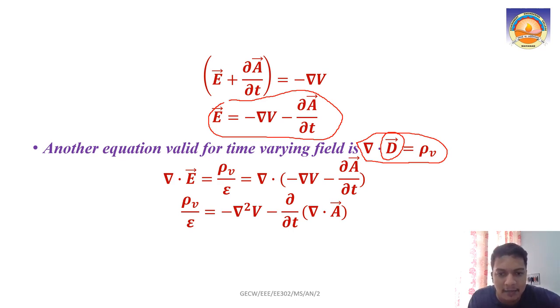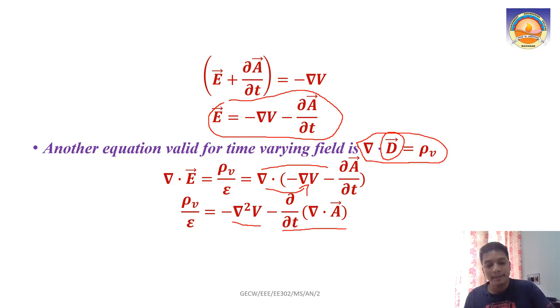It means del dot minus del V, right? When we take this thing inside, it will become minus del square V. And when we take this del to this side, as I already said, dou by dou t and del are independent operations, so we can take it inside also. So minus del square V is the first term that we already discussed. The second term will be minus dou by dou t of del dot A. That is what we get from here.